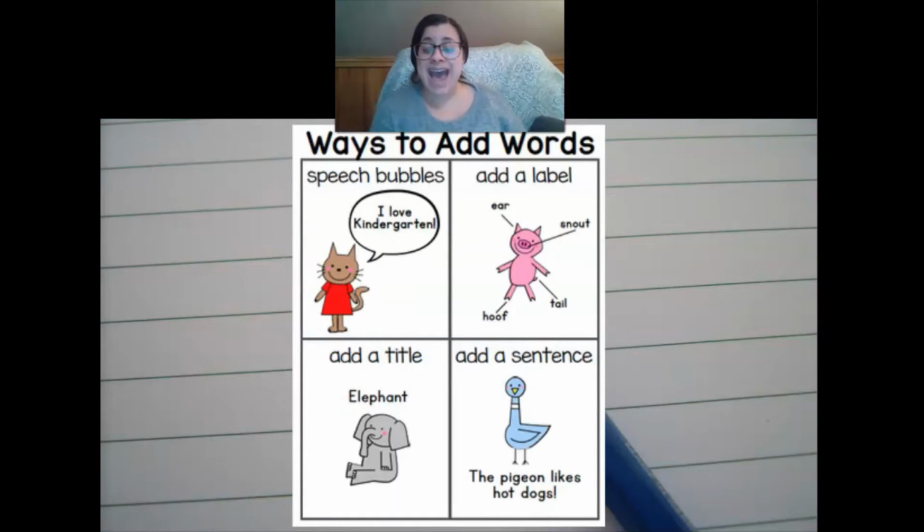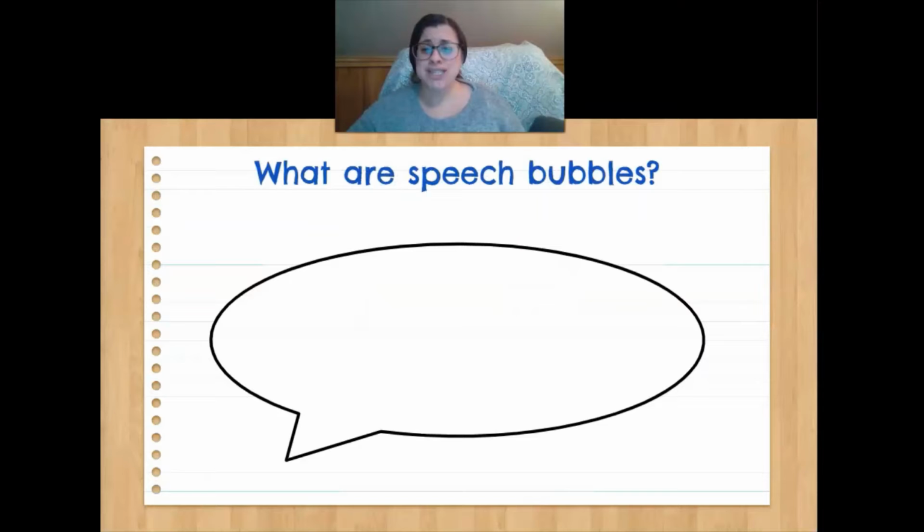So, ways to add words. We have already practiced this one right here, adding labels. We have become pros at drawing our illustrations and adding labels. Today, we are going to practice adding words by using speech bubbles, which is your character having a little object called a speech bubble, and it'll show what a character is saying or thinking. We will soon be writing sentences that go along with our illustration, but today we're going to focus on speech bubbles.